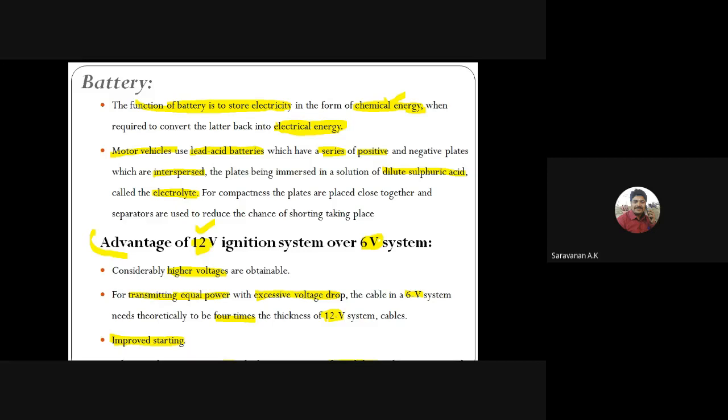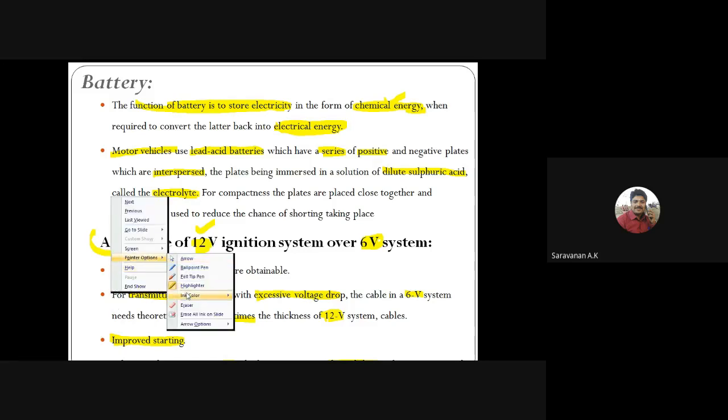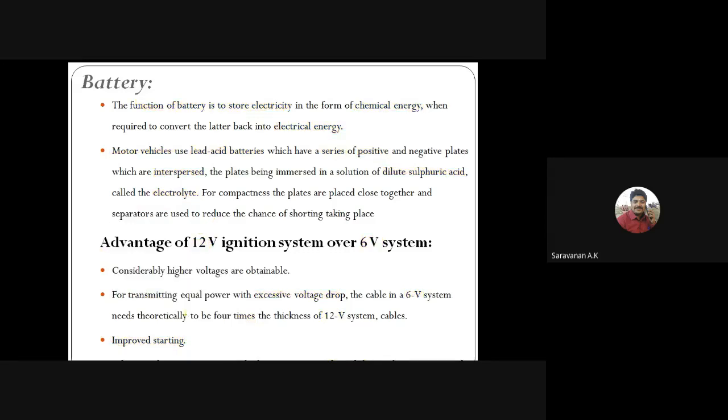So first of all, what is battery? That you have to remember. Battery is a device or equipment. Why we are using the battery? The battery is storing the electrical energy in the form of chemical energy. When the electrical energy is needed on time, the chemical energy is directly converted into electrical energy instantaneously. That term is called the battery. Generally, we are using two types of batteries: one is the 6-volt battery and the other is the 12-volt battery. Obviously, the 12-volt battery will have more advantages than the 6-volt battery.